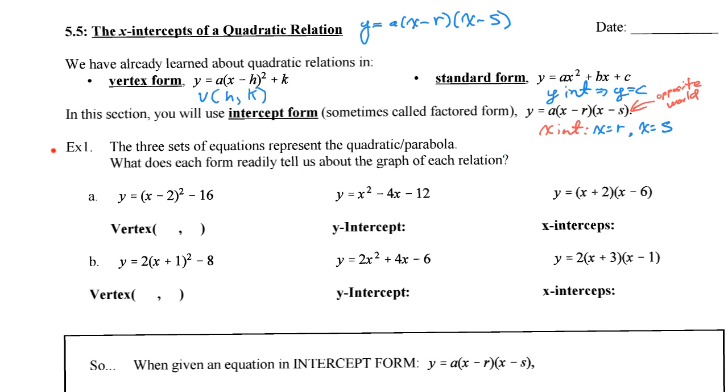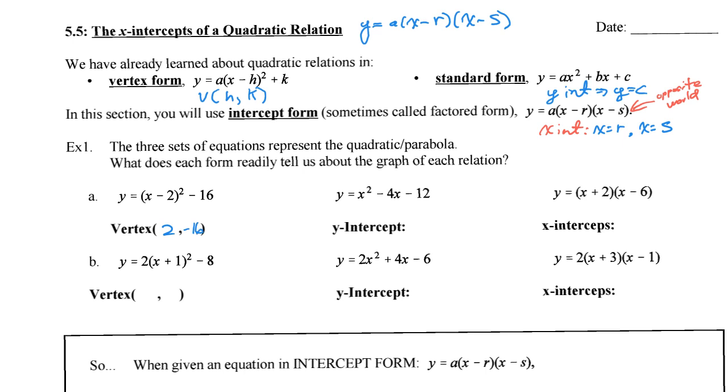So let's take a look at this problem here. The three sets of equations represented here all represent the exact same graph, right? The first version of this problem gives us some information, the second gives us some information, and the third gives us some information. Now, this equation here is called the vertex form. So when we find the vertex, remember, it's the opposite of what's in the bracket. We're using opposite world, right? So we end up with (2, -16) for our vertex.